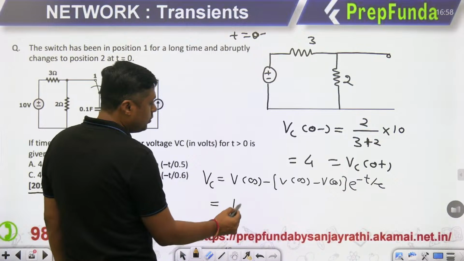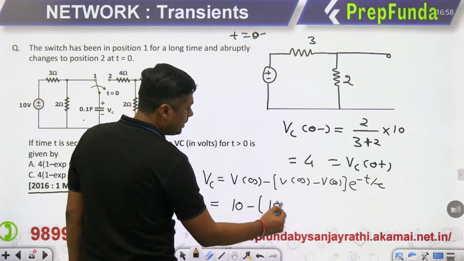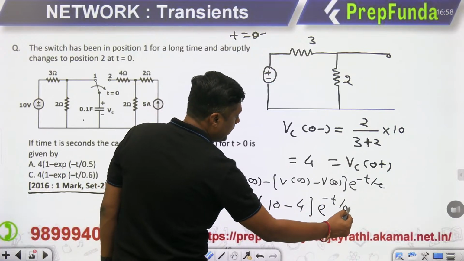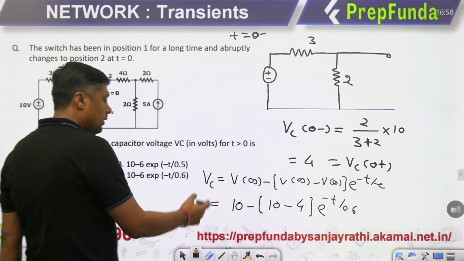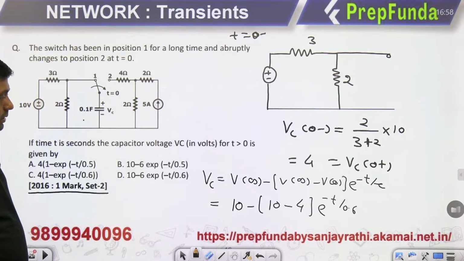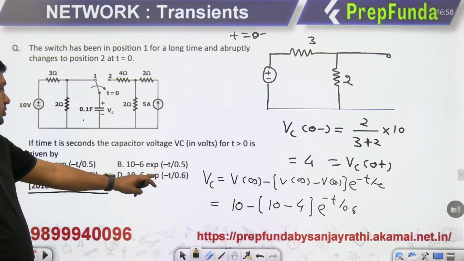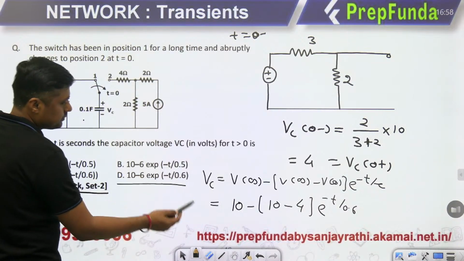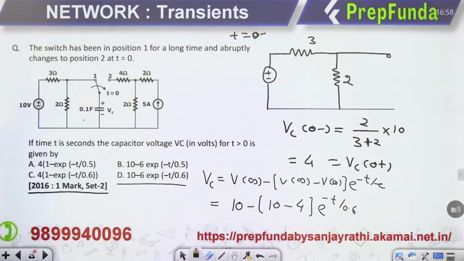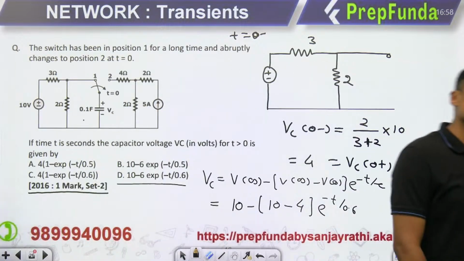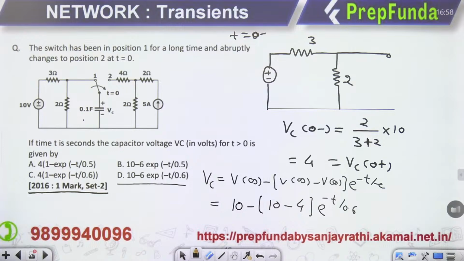What is the final value? 10. What is the initial value? 4. What is the time constant? 0.6. So it will become 10 minus 6 e raised to power minus t upon 0.6. So I think option D is matching. Please check. Yes, 10 minus 6 e raised to power minus t by 0.6 volt. So try to avoid the silly mistake. Otherwise, if you have command over the concept, then you can easily solve questions on transient.